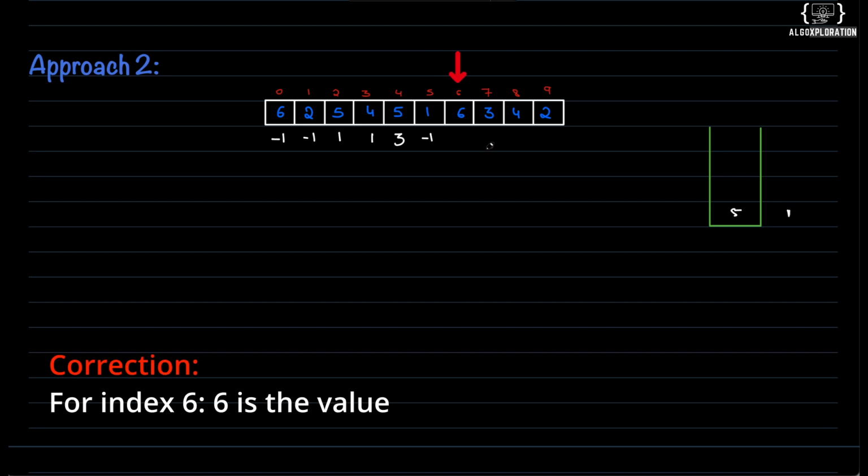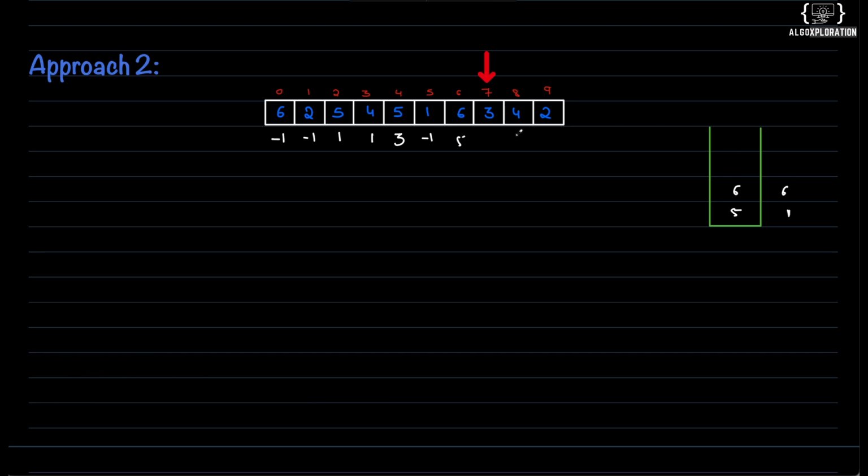Now for index 7, the value is 6. 5 is the answer. And I need to push it. Now elements on the right hand side, if the value 3 is there, 6 can never be the answer. So I need to pop this 6. Now for 3, the answer will be 5, because the previous smallest element is 1. And I need to push 7 with the value 3. Now for index 8, 4 is the element, and the previous smallest element is 3, which is present at index 7. So I'll write 7 over here, and I need to push index 8 with the value 4.